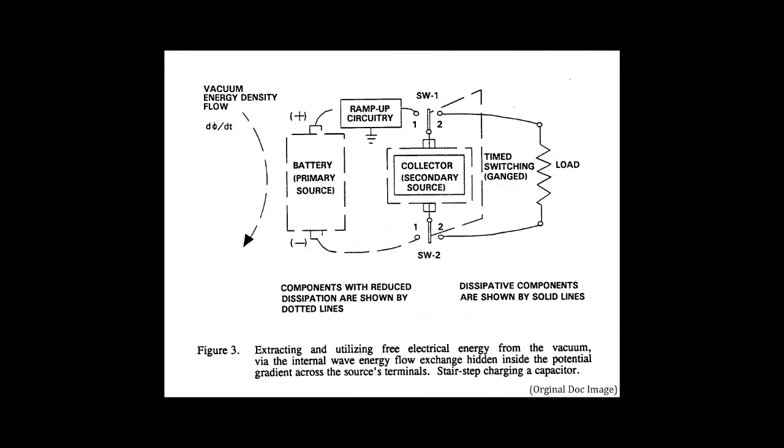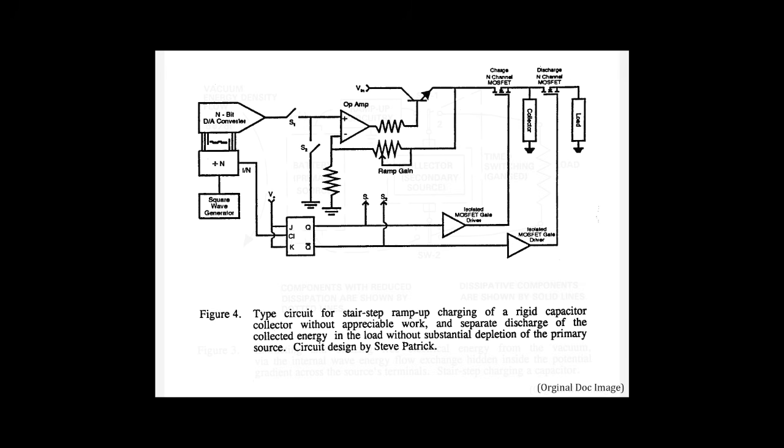Figure 3. Extracting and utilizing free electrical energy from the vacuum via the internal wave energy flow exchange hidden inside the potential gradient across the source's terminals. Stair-step charging capacitor. Figure 4. Type circuit for stair-step ramp-up charging of a rigid capacitor collector without appreciable work, and separate discharge of the collected energy in the load without substantial depletion of the primary source. Circuit design by Steve Patrick.